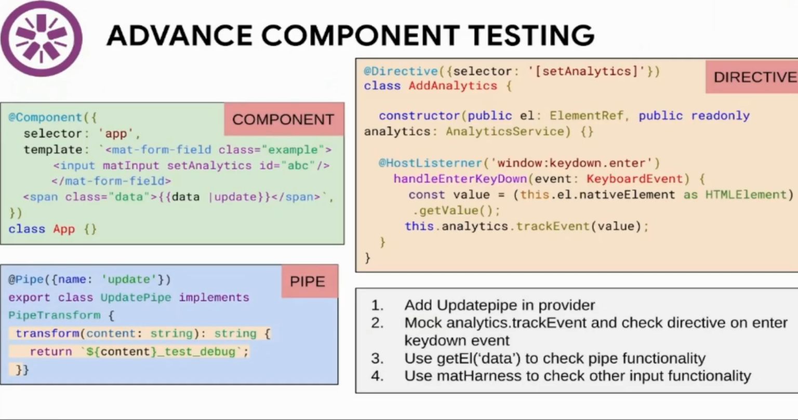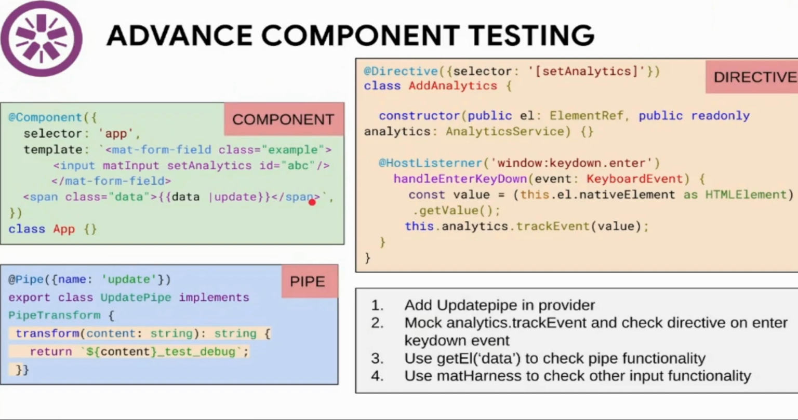So what exactly is advanced component testing? This includes pipe, directive, and all that we have learned earlier, but in the component, not individually one of them. Suppose here we have one component which is having a mat input with the set analytics directive added to it. After that we have a span class which would take the data and use this update pipe to check for span. So how are we going to test this?